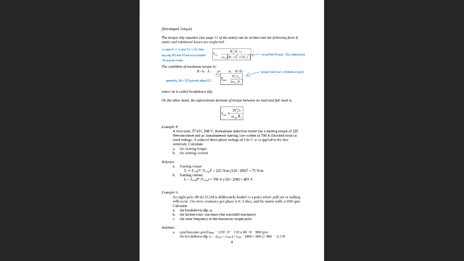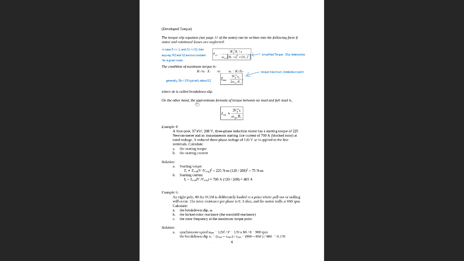With these conditions, the motor has its maximum torque, and the maximum torque can be expressed as a function of the breakdown slip. Here, the breakdown slip is the ratio R2 over X2. So you can write the breakdown slip as R2 over X2, which leaves X2 there. That's the breakdown maximum torque.